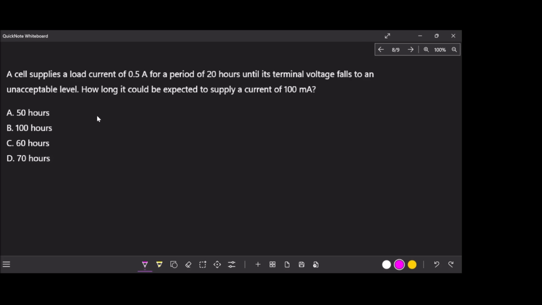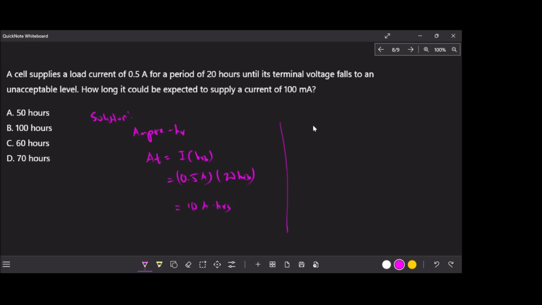Because this is a cell, first we need to get the rating. What is the rating of our battery? The rating of the battery is in ampere hour. So the ampere hour is equal to our current times the number of hours. Our current is 0.5 and our hours is 20 hours. So we end up with 10 ampere hour.